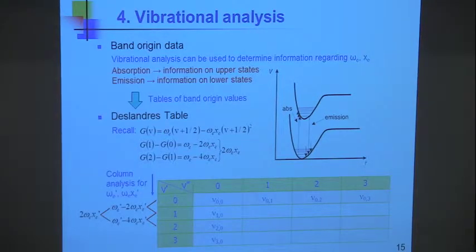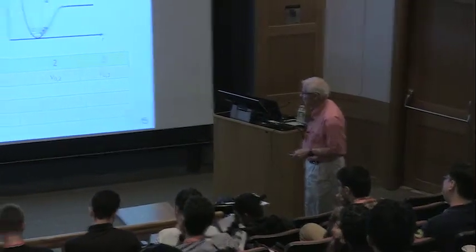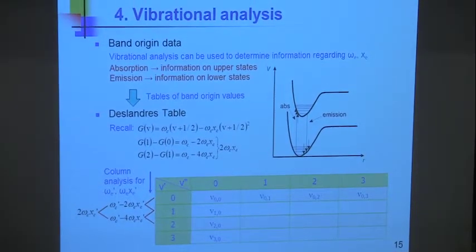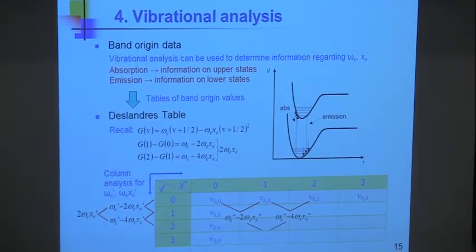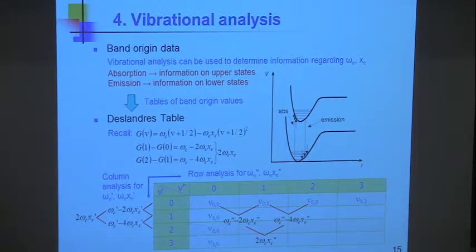So for example, if I look at this quantity right here, which is omega E minus 2 omega E X E, whereas this one is omega E minus 4, that difference is 2 omega E X E. So basically, I can use that concept. The second difference immediately gives me this correction term. If that correction term is 0, what do I have? Harmonic oscillator. So you go along the rows, and you're learning something about the double prime state. If you go along the columns, you learn about the upper state.